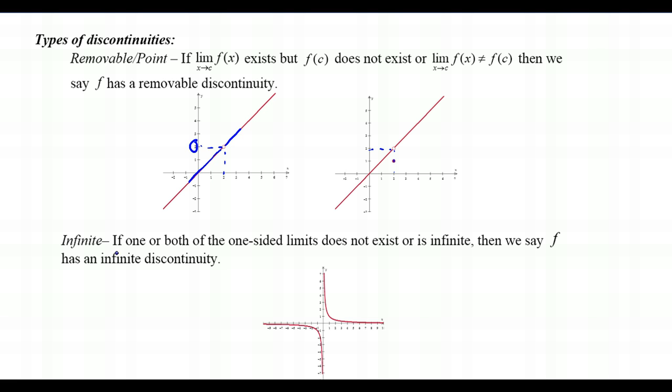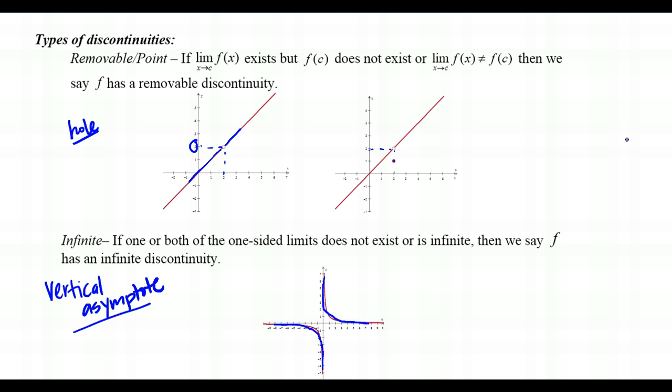The next one is an infinite discontinuity, and this happens if one or both of the one-sided limits does not exist or is infinite. Then we say f has an infinite discontinuity. Infinite discontinuities on a graph represent vertical asymptotes. At the x value of a vertical asymptote, in this case 0, I would be drawing my function, but then I'd have to lift up my pencil and move up in order to keep drawing it. Once I had to lift up my pencil at that point, that's where I have my infinite discontinuity. So on a graph, it's a vertical asymptote. A removable discontinuity on a graph is a hole, versus a vertical asymptote.